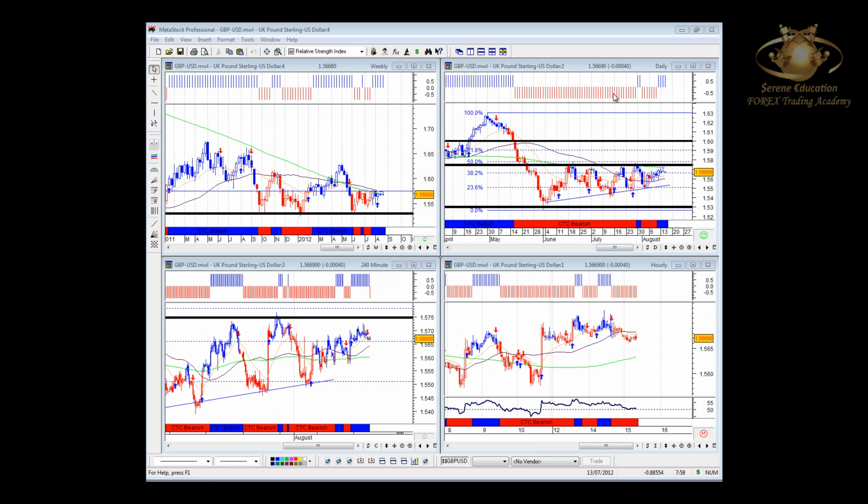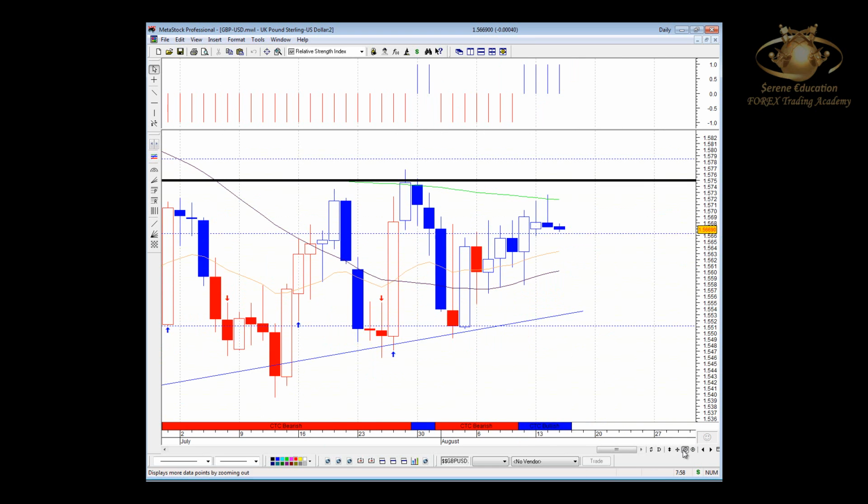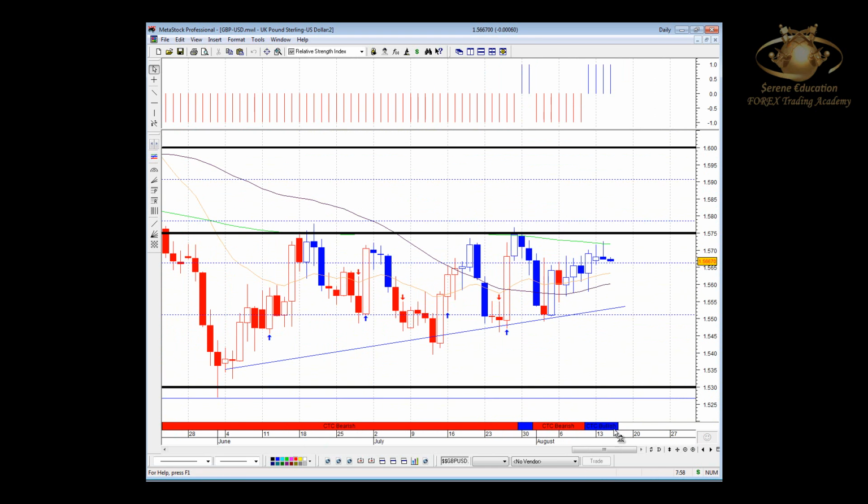On to sterling. Let's have a look and see what's been happening in this pair. Let's look at the daily. Here again, we are very well aware that 1.5750 is a major support and resistance level for this pair on the daily.